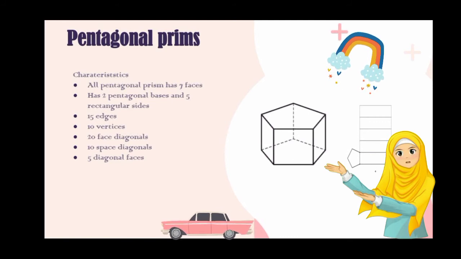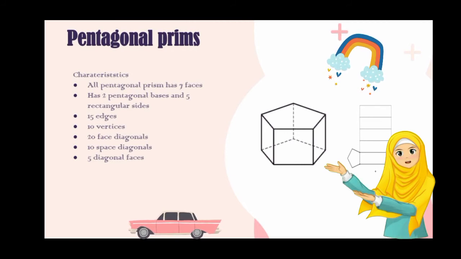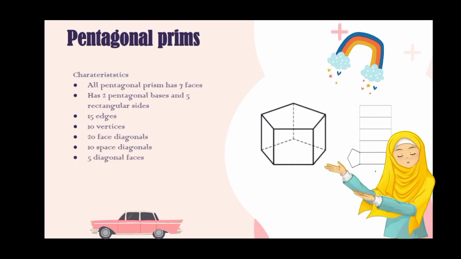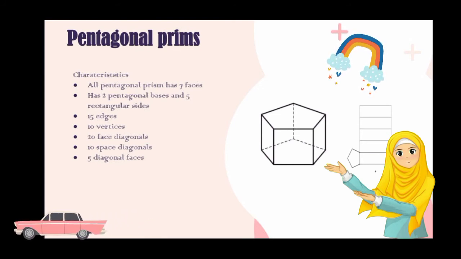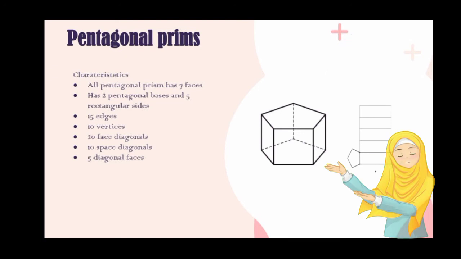Characteristics of a pentagonal prism. Point 1. A pentagonal prism has 7 faces. Number 2. Has 2 pentagonal bases and 5 rectangular sides. 15 edges, 10 vertices, 20 face diagonals, 10 space diagonals, and 5 diagonal faces.